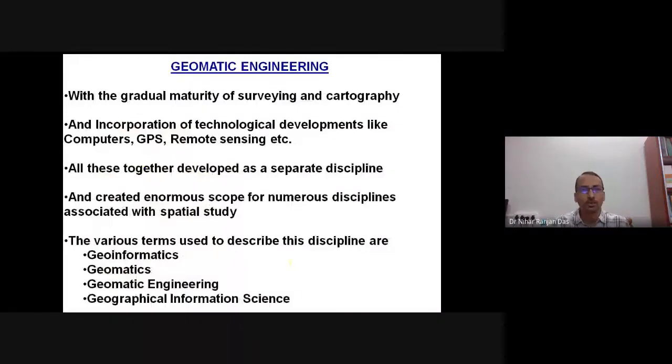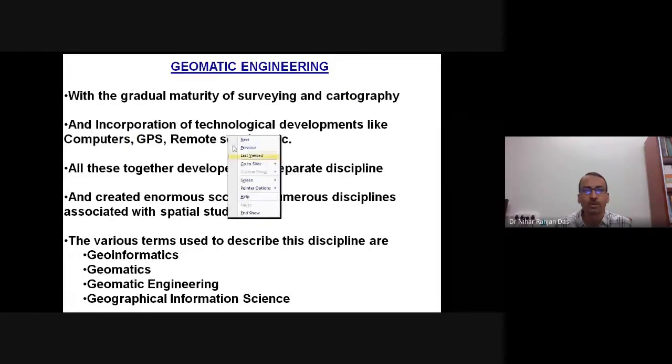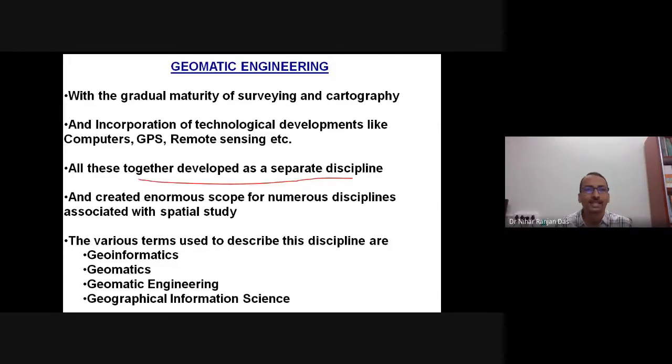And what is geomatic engineering or geoinformatics or GIS and remote sensing? The various terminologies I have already told you: geoinformatics, geomatics, geomatic engineering, or geographical information system. In fact, with the gradual maturity of surveying and cartography, and the incorporation of technological developments like computers, GPS, remote sensing, etc., all this together developed as a separate discipline and created enormous scope for numerous disciplines associated with spatial study. The various terms, as I have discussed already, are these.